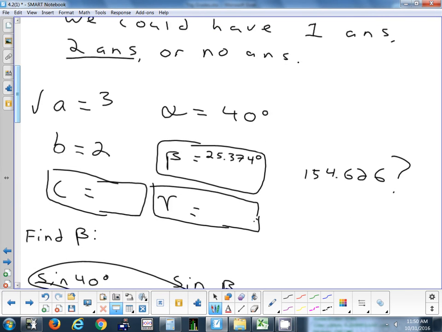Okay. My second answer was 154.626. What angle did they give me? 40. They gave me the 40. Could I fit the 40 and the 154 in the same triangle? No. 154 is too big. So in this case, the second answer doesn't work for beta, which means there is one answer for all three boxes. If the second answer had worked, I would have two answers for beta, two for gamma, and two for C. Okay, but now I don't have to worry about the second answer.